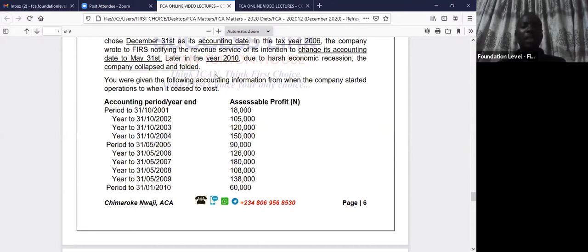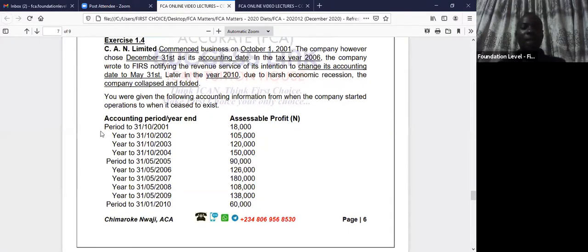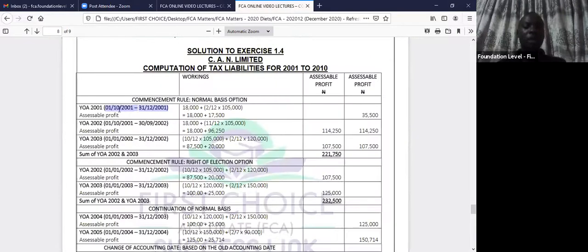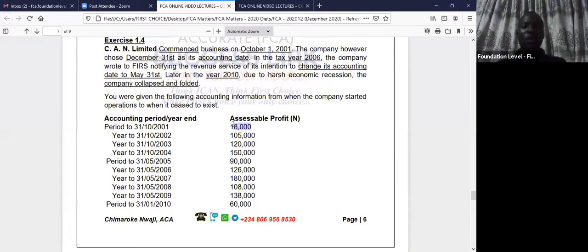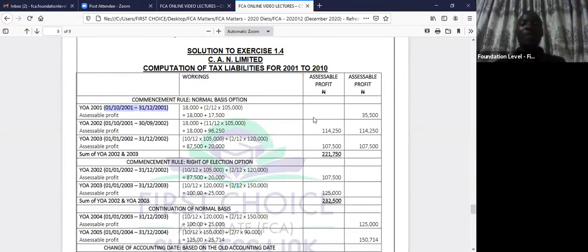So if your business started on what date? October 1. And here is period. It means this period must be October 1. And here is October 31st. That means this 18,000 is 1 month. So how many months do we need? October, November, December. We need 3 months. We have gotten 1 month. Where will we get the remaining 2 months? From this date, we'll get the remaining 2 months. And so here we'll say 2/12. So that's what we did here, 2/12. You add them up, gives you 35,500.